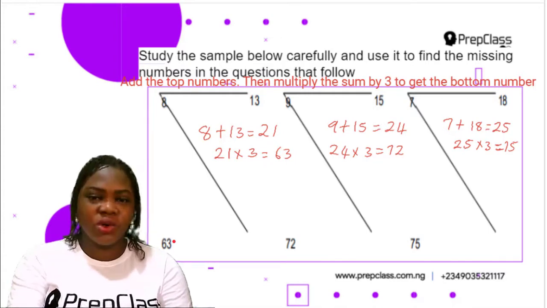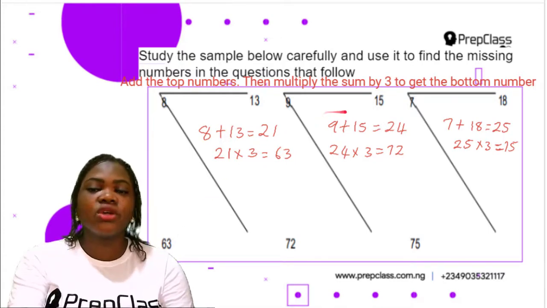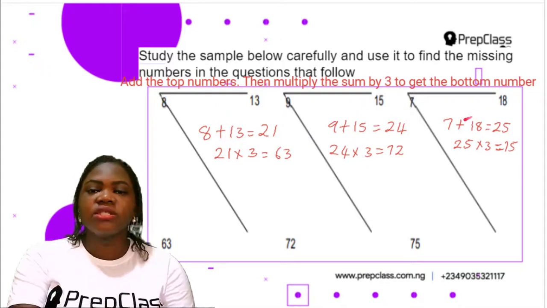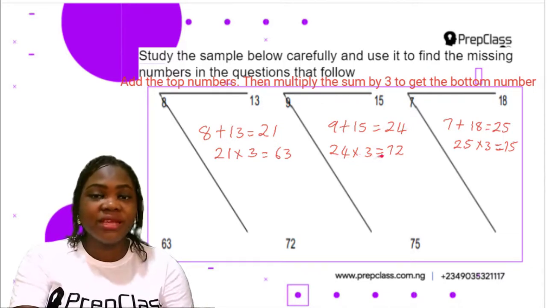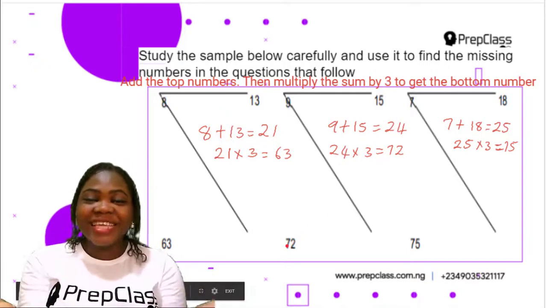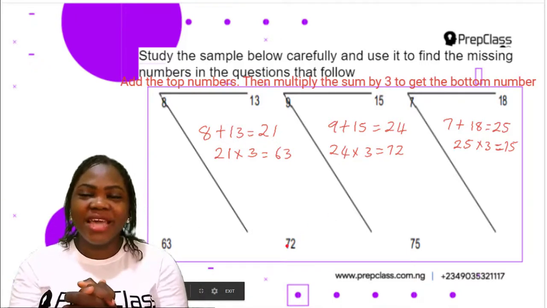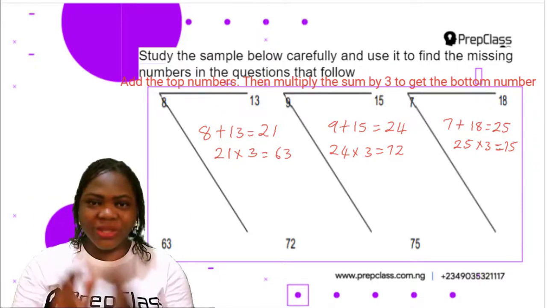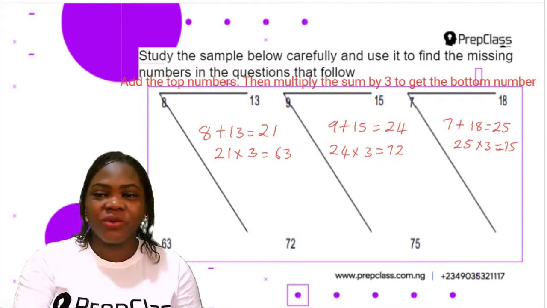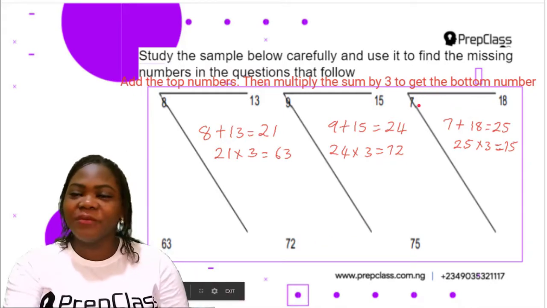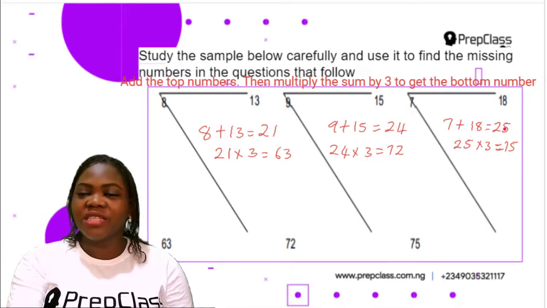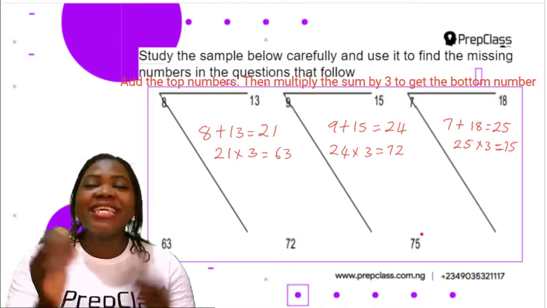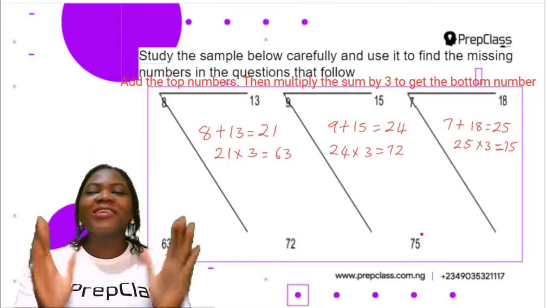But before you go ahead to your questions, make sure that the rules also apply to the remaining 2 samples. In the second sample, the top numbers are 9 and 15. 9 plus 15 is 24. Then 24 multiplied by 3 is 72. Wow! So you can see that this goes with sample B as well. So let's check the last sample to be sure that that's the way we are supposed to answer the questions. In the third sample, the top numbers are 7 and 18. 7 plus 18 is 25. Then 25 multiplied by 3 is 75. Yes, it works. That logic works.